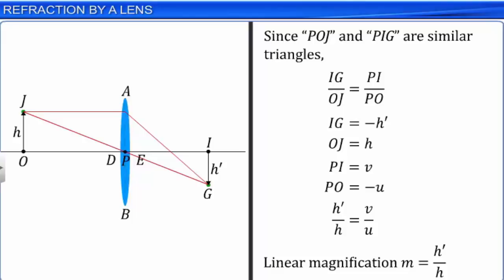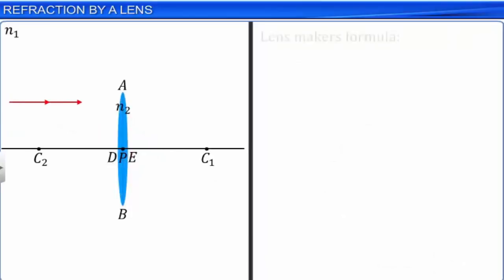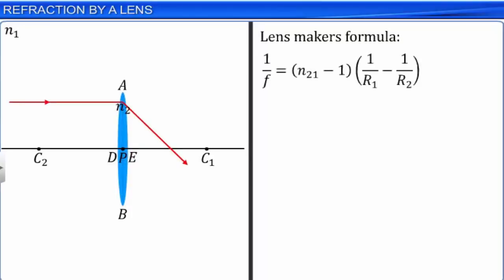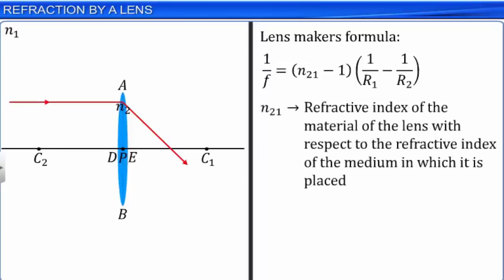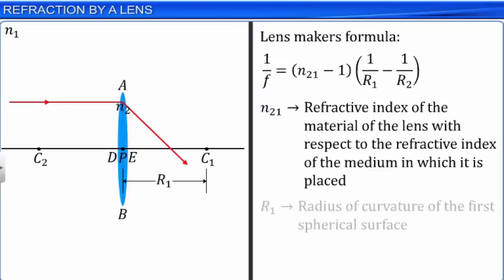Lens maker's formula is useful in calculating the required curvatures to make a lens of desired focal length. Note that N21 is the refractive index of the material of the lens with respect to the refractive index of the medium in which it is placed. R1 is the radius of curvature of the first spherical surface on which the light ray is incident, and R2 is the radius of curvature of the second spherical surface. It is also very important to apply proper sign conventions.